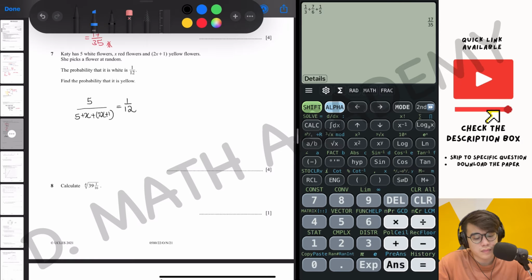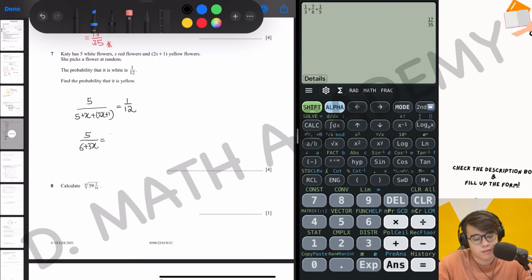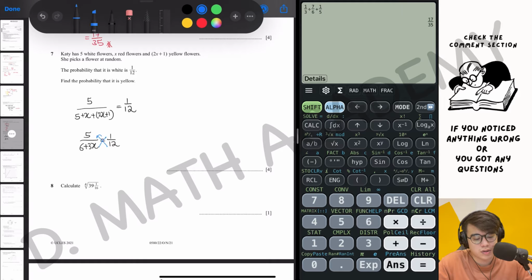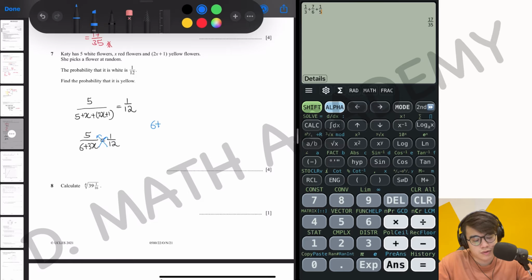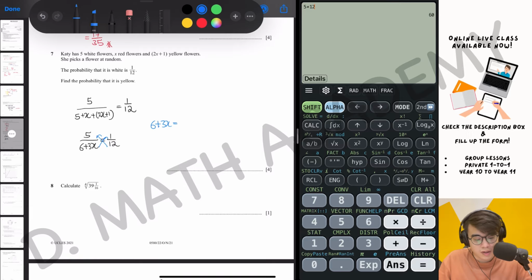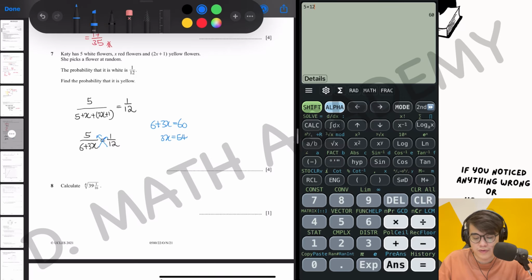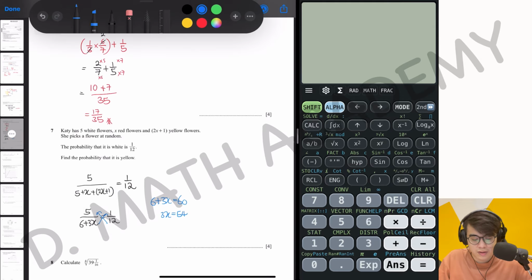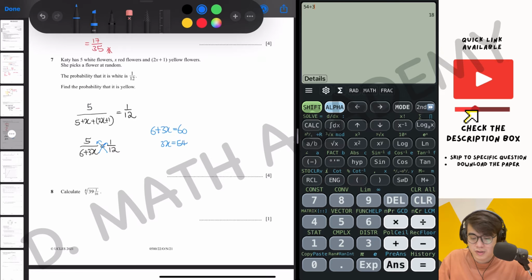You have a balance of 6 plus 3x equals to 1 over 12. Cross multiply it, then you will get to your answers. You got 6 plus 3x equals to 5 times 12, sorry. Get to 60. 3x will be 54. 54 divided by 3, you will get your answer as 18.